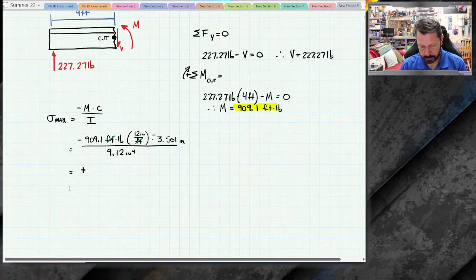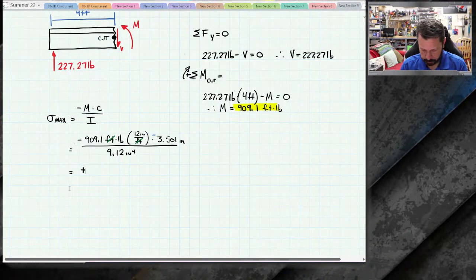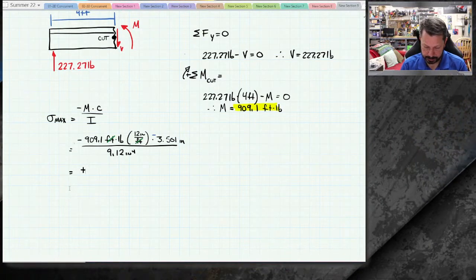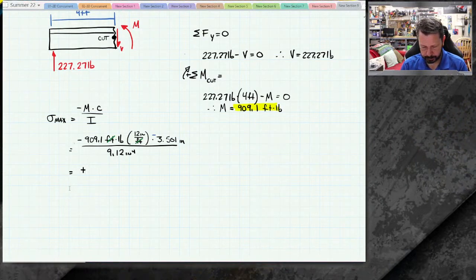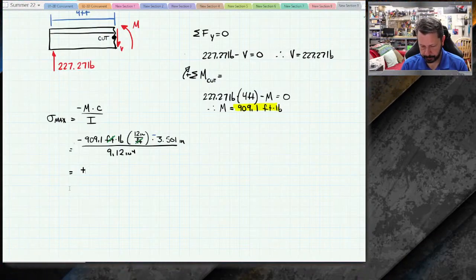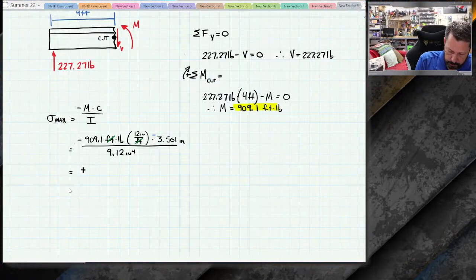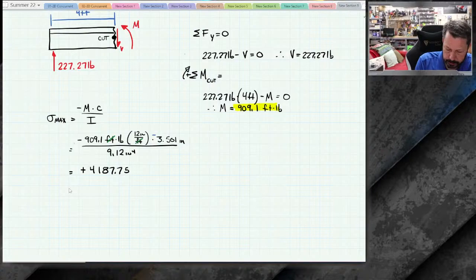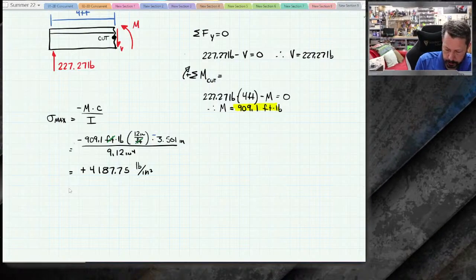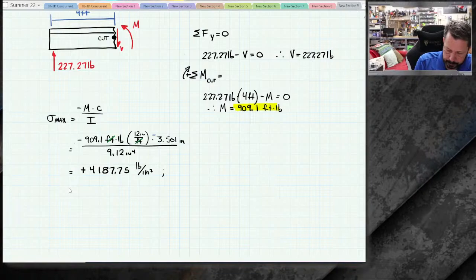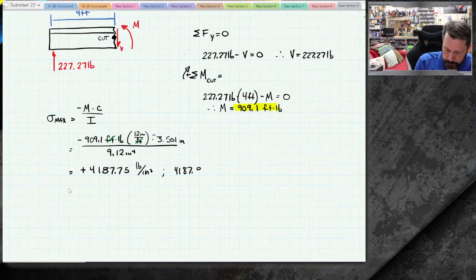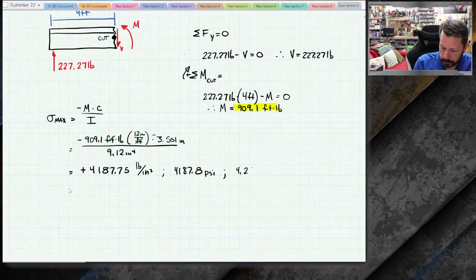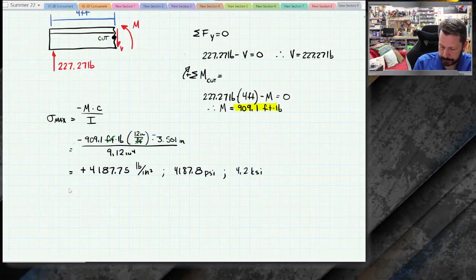So now we've got 909.08 times 12 to convert to inch-pounds, times negative 3.501, divided by 9.12. So I think I get 4,187.75 units of pounds per inch squared. So that's 4,187.8 psi, or, we'll get even more rounded, 4.2 ksi.